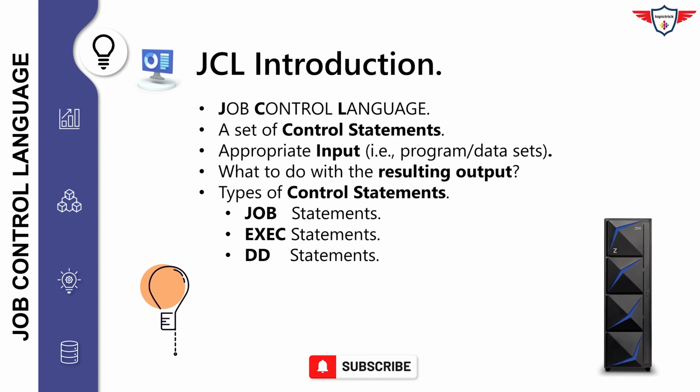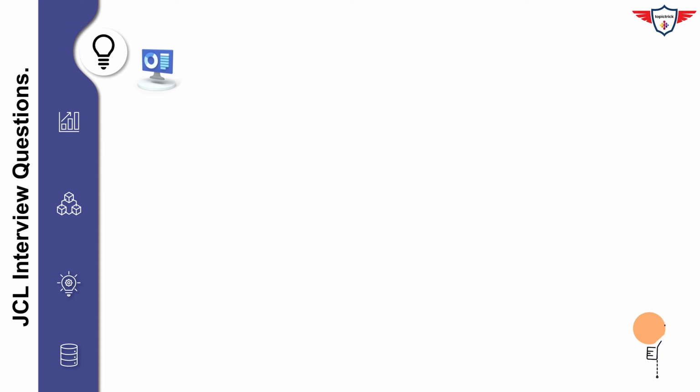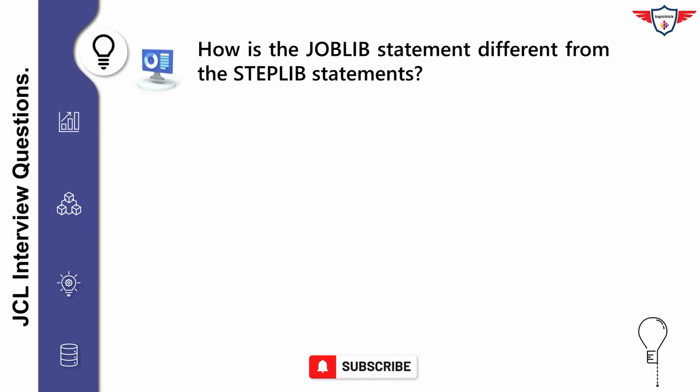JCL has three main types of control statements. First one is the job statement, to identify the unit of work the operating system is to perform. Second one is the exec statement, depending on the number of job steps within the job. And third one is the DD statement, to identify the input and output datasets. Now, let's get started with the top 10 JCL interview questions with answers.